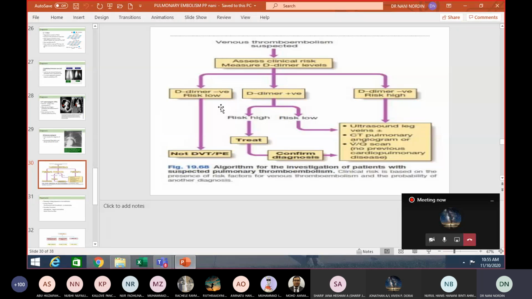So there are a few ways of people. Some people want to go with the risk first, whether it's high risk or low risk. So basically, if it's a low risk, negative D-dimer, that's it. If it's a high risk, with or without D-dimer, you want to still investigate. Okay, so if CTPA is positive, you want to treat. Something like that. So it is more clinical.